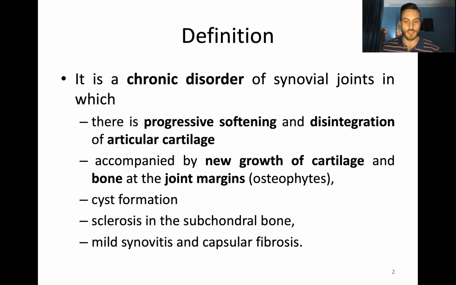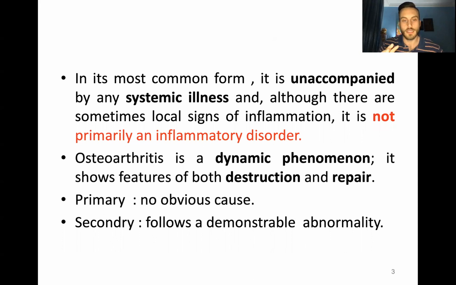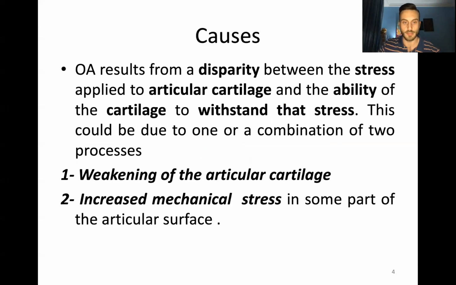So there is new growth of cartilage and bone at the joint margins. You have osteophytes, we will talk about the pathophysiology, cyst formation, sclerosis in the subchondral region, and synovitis. It is the most common form, unaccompanied by any systemic illness, so it's very common in old age. Most old people after the age of 50, 60 have stiffness, pain, and swelling in the synovial joints. So this is mostly a primary inflammatory disorder. It's primary osteoarthritis. If it's secondary, there will be an underlying cause we will talk about in a bit.